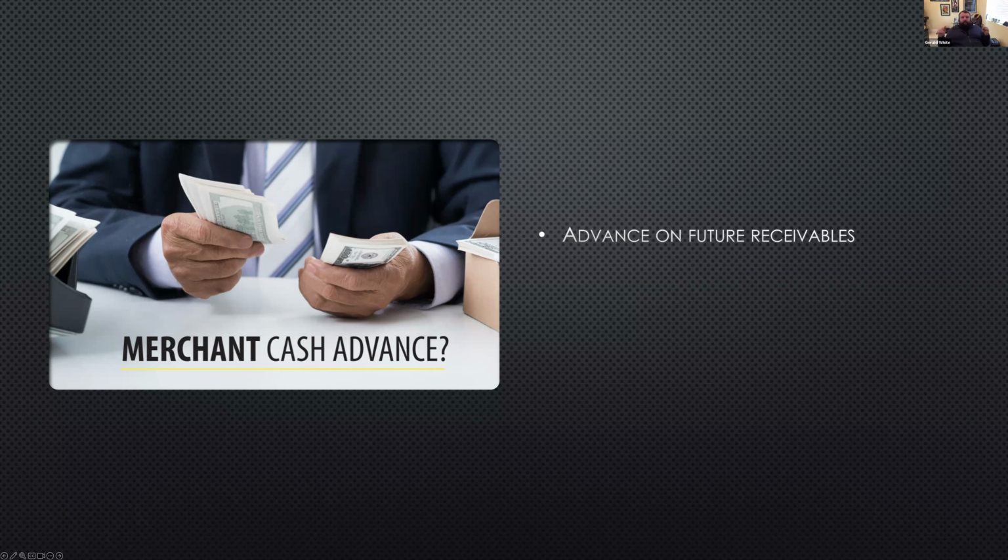A merchant cash advance is an advance on future receivables. So receivables are sales. So a merchant cash advance company will come in, they'll give a business some money, and in return for some of their future sales, right? That's how they get paid. It is not a loan. And I'm going to talk more about this as we go into the slides.